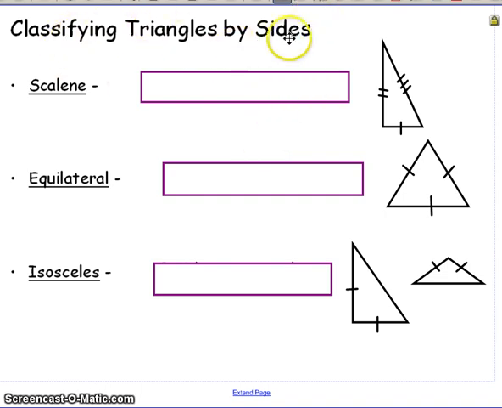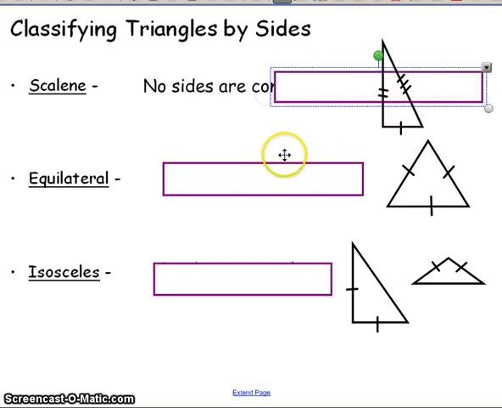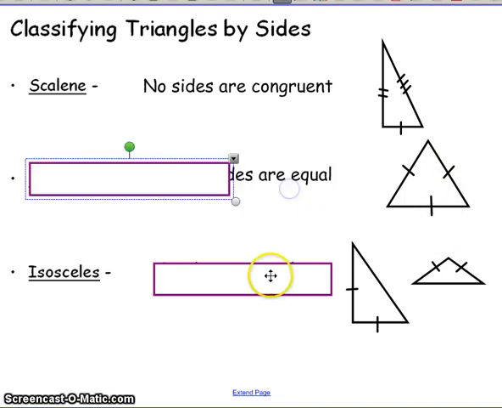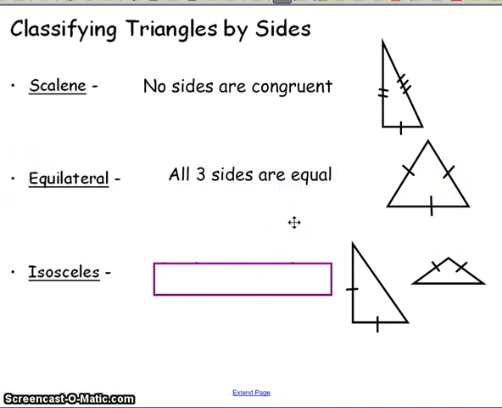Alright, classifying triangles by sides. If all 3 sides are different lengths, then we're going to call that a scalene triangle. There's no congruent side in a scalene triangle. Equilateral, notice all of these are marked congruent, so every side is going to be congruent, or they're all going to have the same length.